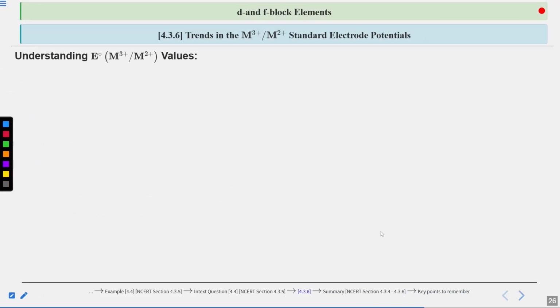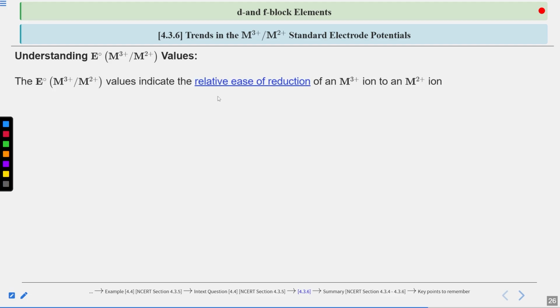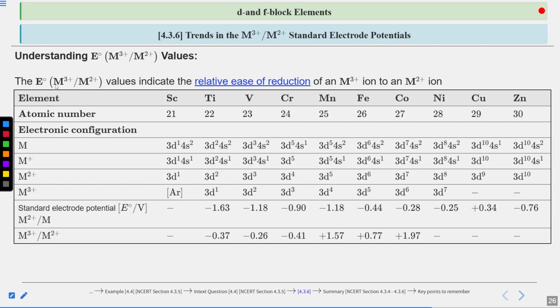Now, understanding the E naught of M3 positive to M2 positive values. The E naught for M3 positive to M2 positive indicates the relative ease of reduction of an M3 positive ion to an M2 positive ion. You can see in this table the elements from scandium to zinc of the 3d series, their atomic number, electronic configuration in each oxidation state, and their standard electrode potential for M2 positive to M and M3 positive to M2 positive.